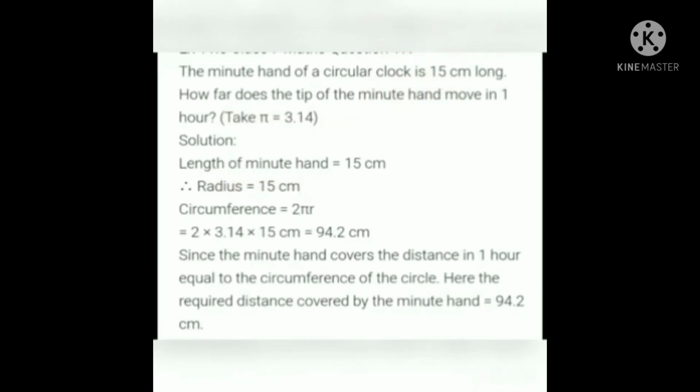So the circumference is given by 2 pi r. Now substituting 2 into 3.14 into r is 15 centimeter. You will get 94.2. So in 1 hour it is covering the circumference or the total distance around a circle. We can say that distance is 94.2 and that is the circumference of the clock. In this way you have to find out the value. Next question.